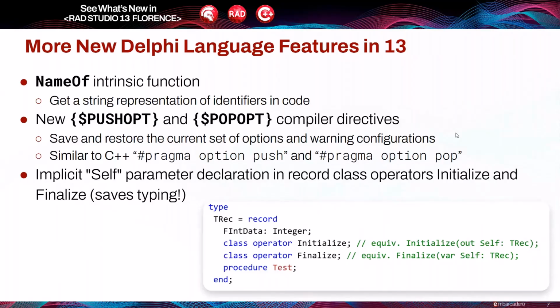For example, it could be a variable, it could be a property, whatever. You use nameof, and then you get the string representation of that. So it's a very nice way to keep things tidy. Instead of typing in strings, you can convert the actual identifier to a string.